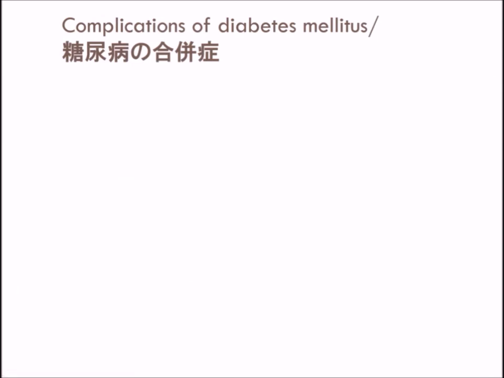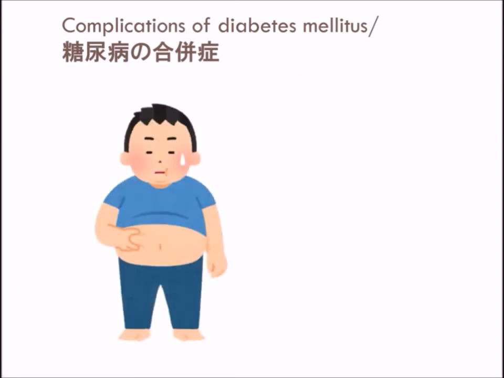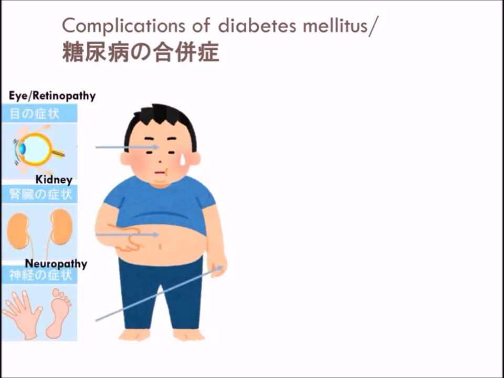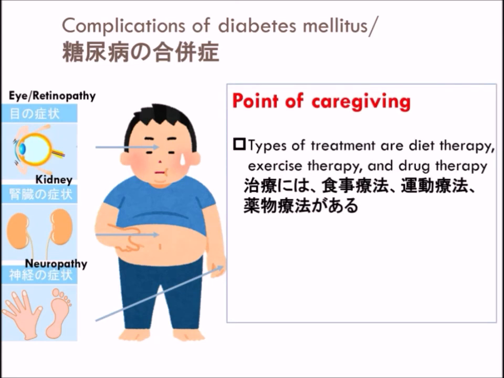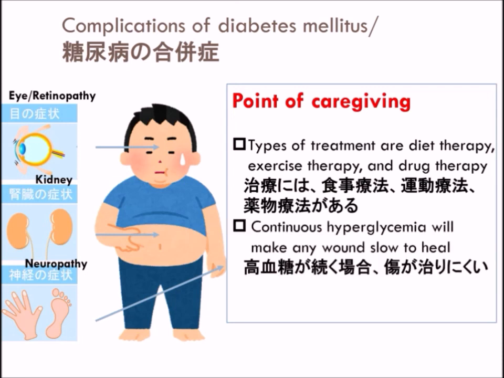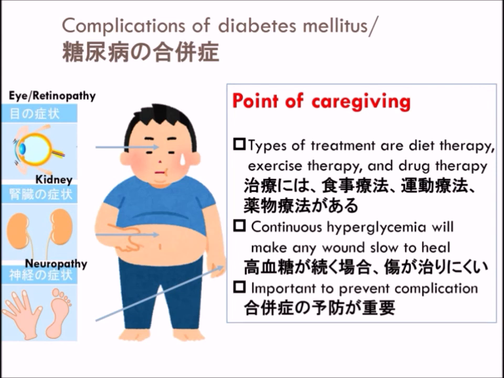Complications of diabetes mellitus. Typical ones are eye disease, kidney disease, and neuropathy. Point of caregiving. Types of treatment are diet therapy, exercise therapy, and drug therapy. Continuous hyperglycemia will make any wound slow to heal. Remember, it is important to prevent complications.